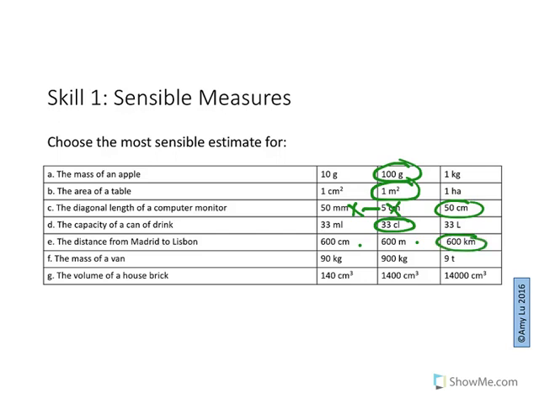The mass of a van is quite heavy, and keeping in mind that 1 ton is worth 1,000 kilograms, so 9 tons is 9,000 kilograms. So it would make sense to be that.